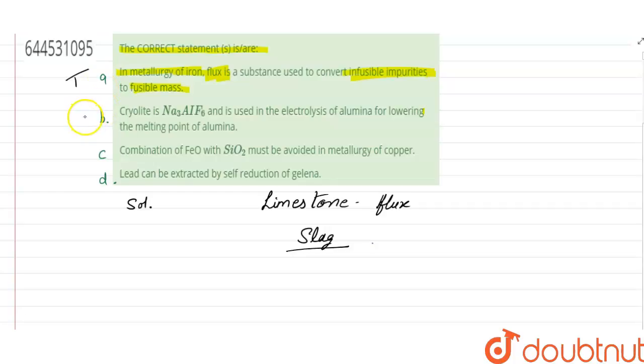Let's see the second statement given here, that is, cryolite is Na3AlF6 and is used in the electrolysis of alumina for lowering the melting point of alumina. So that's a true statement again, because if we look at the formula of cryolite, yeah, it is Na3AlF6. During the electrolysis of alumina, what happens? The ore is boiling at a very high temperature, that is about 2050 degrees centigrade.